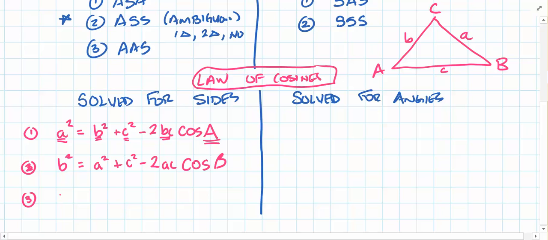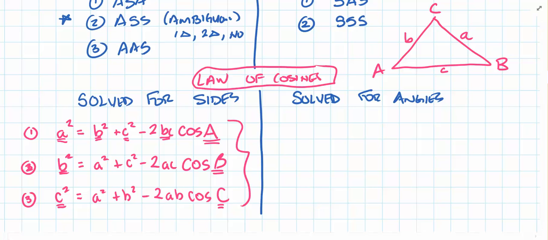Okay, can you write down this one? Then C squared would have to be what? A squared plus B squared minus 2AB times the cosine of what? Cosine of angle C, right. So notice again, this side matches across from that angle, this side across from that angle. So right here, this is your law of cosines when you are solving for a side, right?